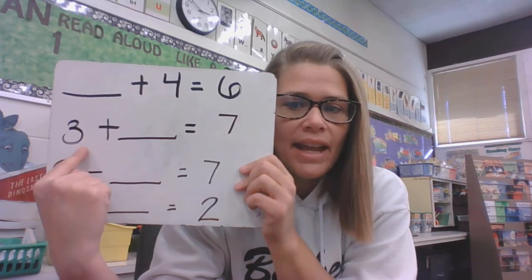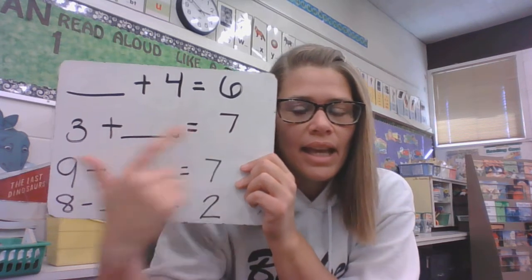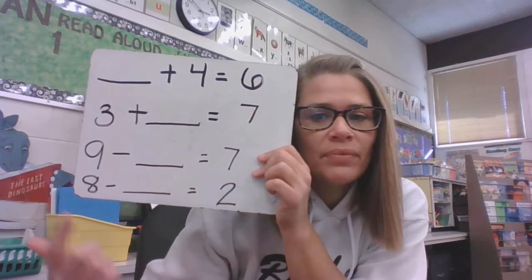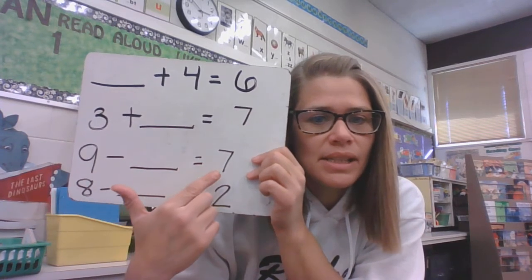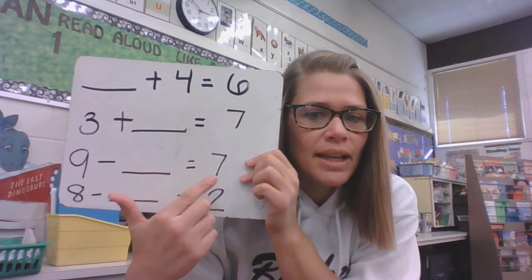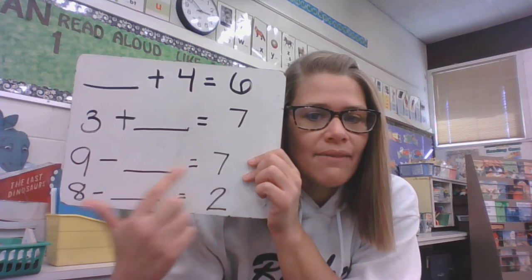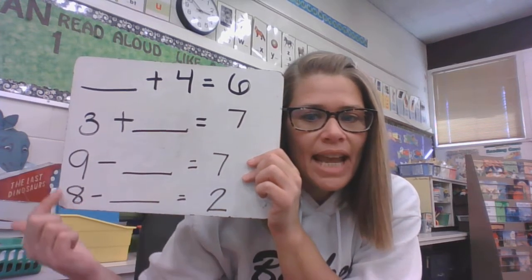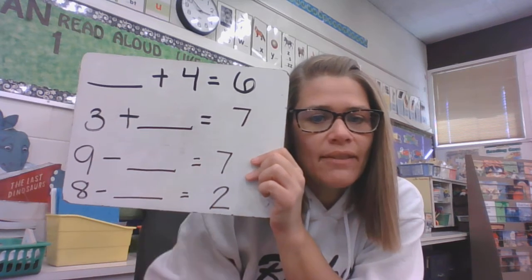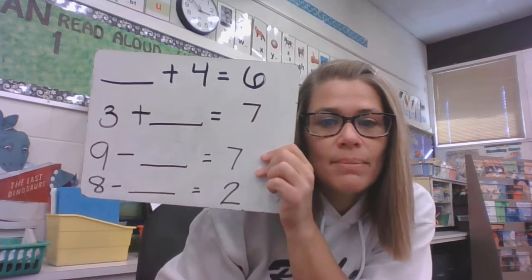So I want you to think, if I have 3, what do I need to add to 3 to get to 7? And then I've got 2 takeaway problems for you. 9 take away blank equals 7. So think about, what do you need to put in that blank so that if you have 9 and you take away something here, you will end up with 7? What do you need to take away from your 9 so you will end up with 7? And same thing here. If you have 8 as your whole, what do you need to take away from your 8 so that you have 2 left? So go ahead, try those 4 problems, and I'm going to help you with the answers in a minute.